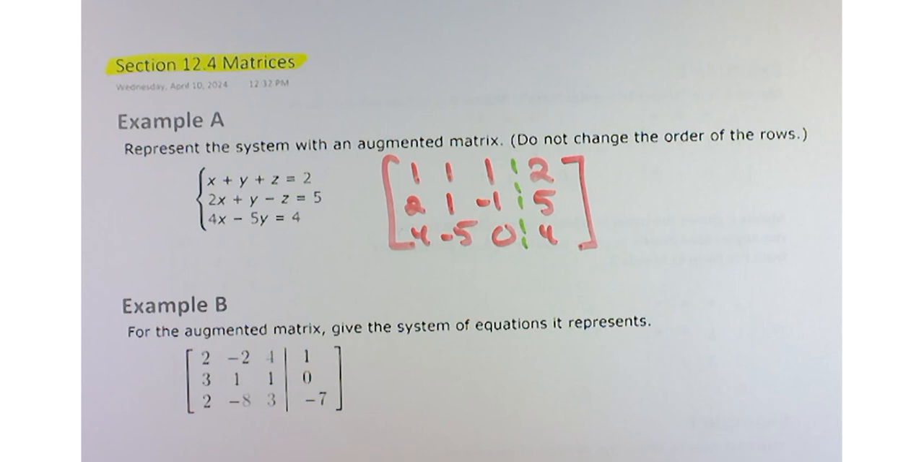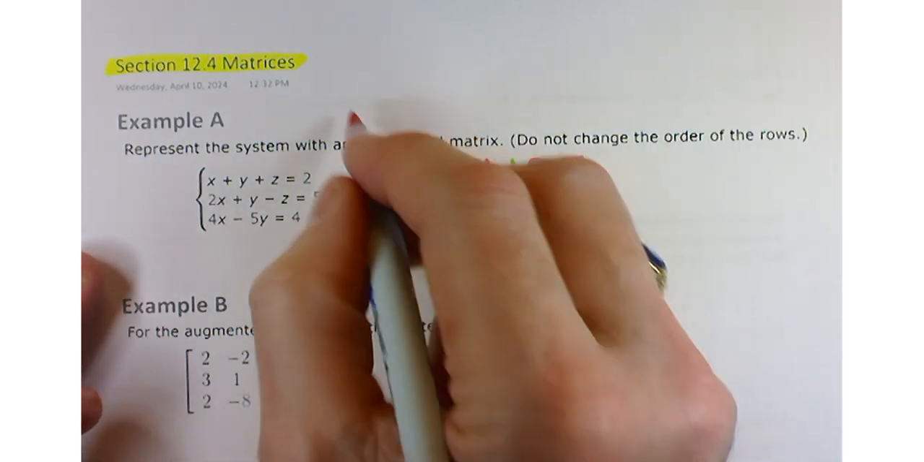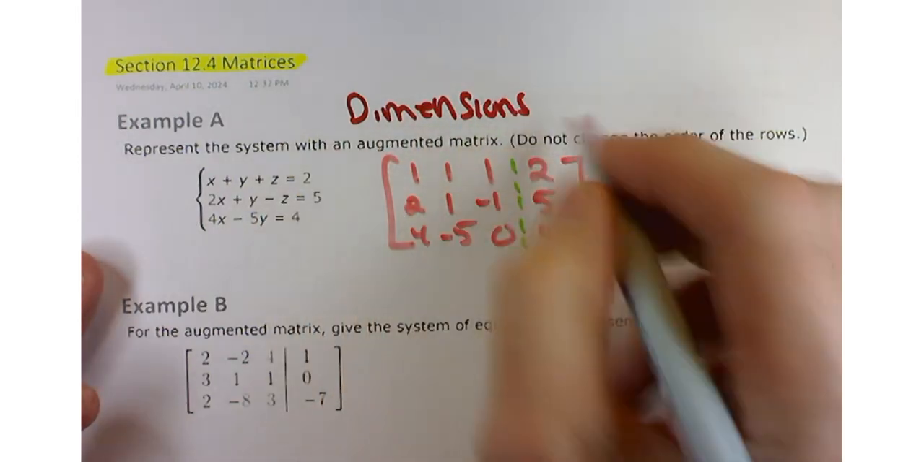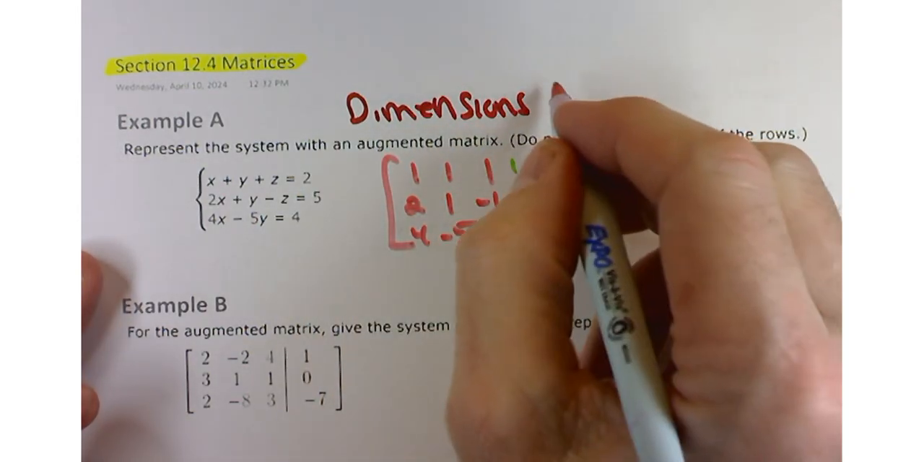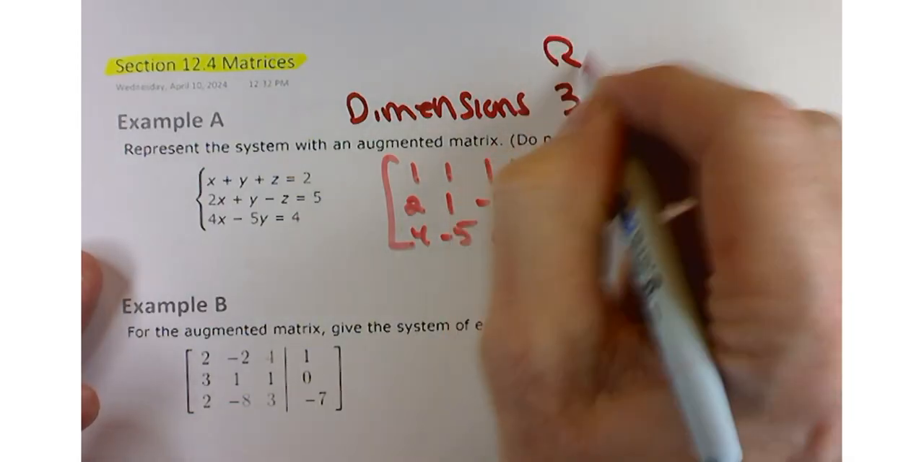Now, as far as this matrix is concerned, its size, its dimensions, are 3 rows by 4 columns. So it's a 3 by 4 matrix. It's always row, then column.